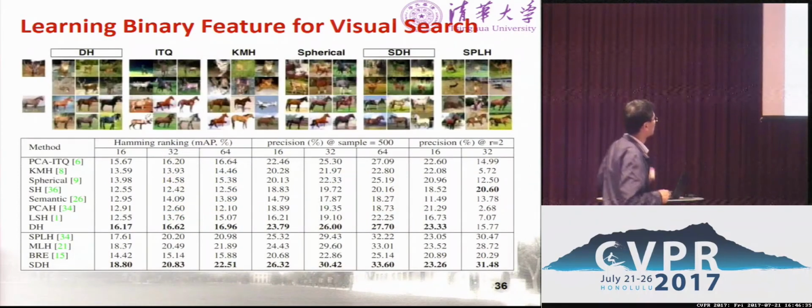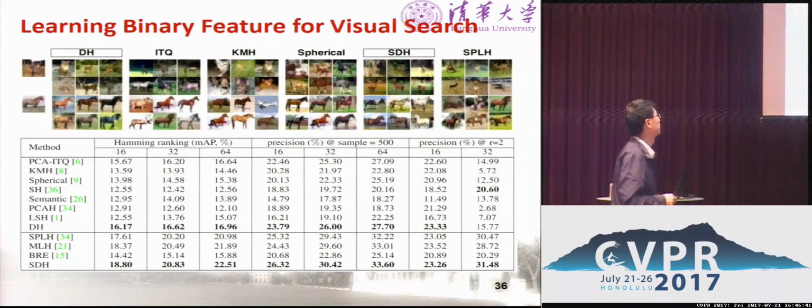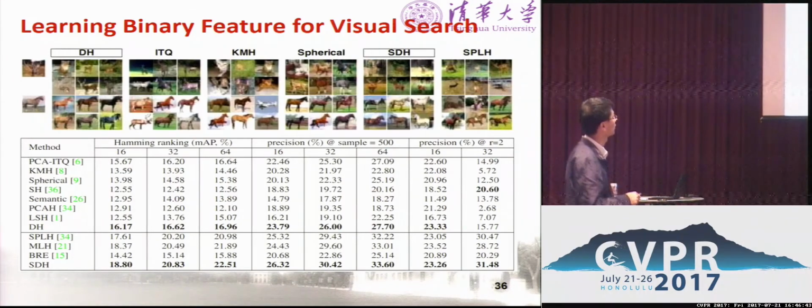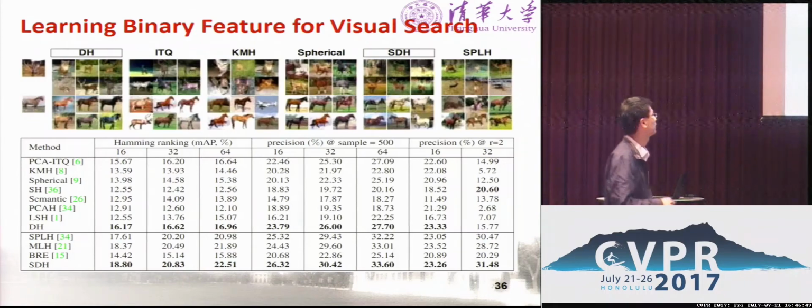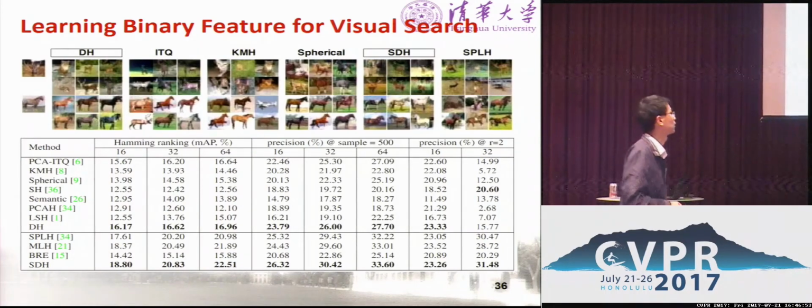In this work, we developed two methods. One is called deep hashing, which is unsupervised. Another is called supervised deep hashing, which is supervised. So we compare our DH with the unsupervised hashing methods, and our SDH with the supervised hashing methods. We can find that our methods can compete with most of the compared methods.